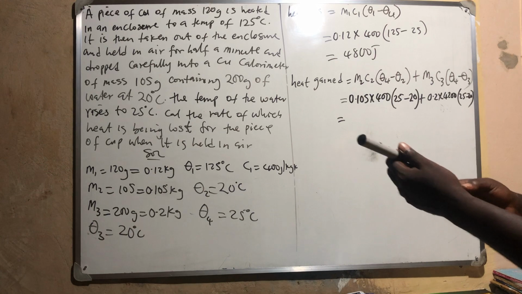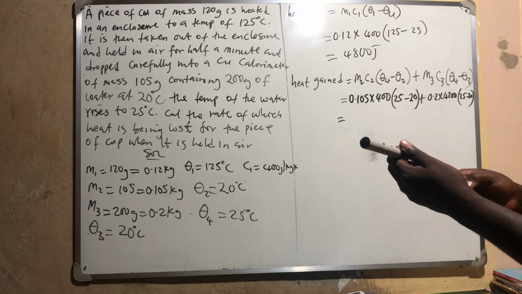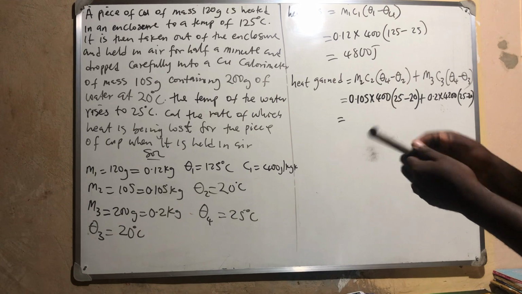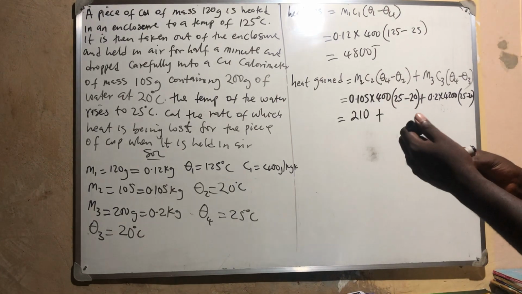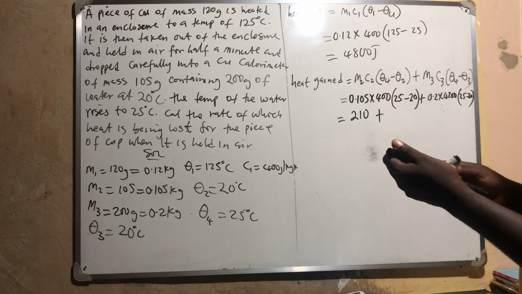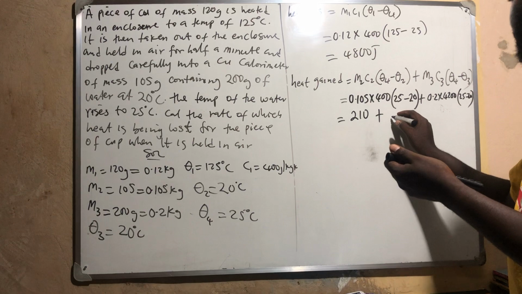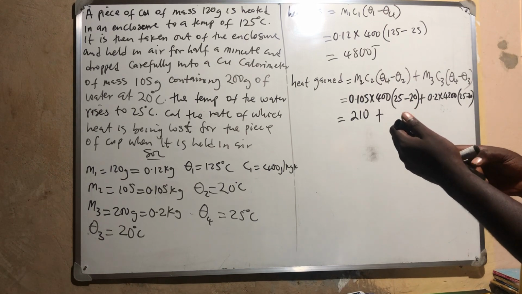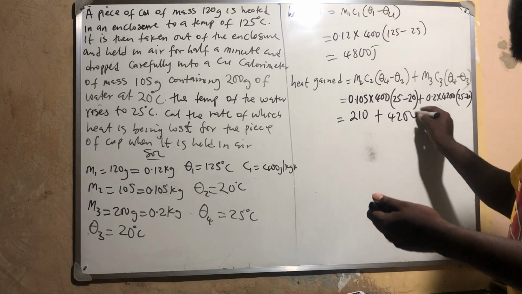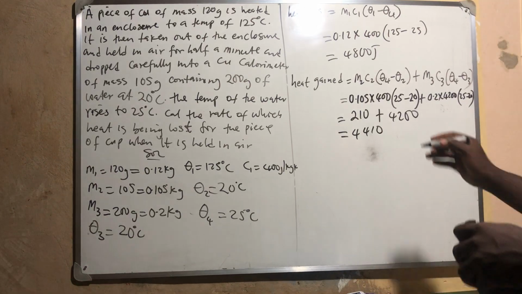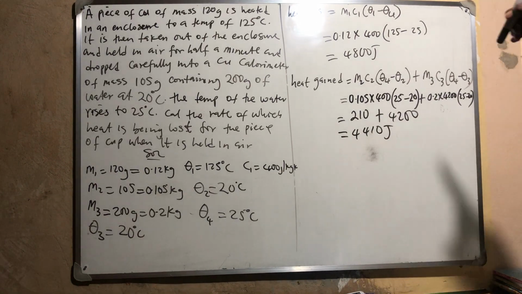So what do I have? 25 minus 20 will give you 5. 5 times 400 times 0.105 gives 210, plus 5 times 4200 times 0.2, which is 4200. If you now add 210, you now have 4410 joules.